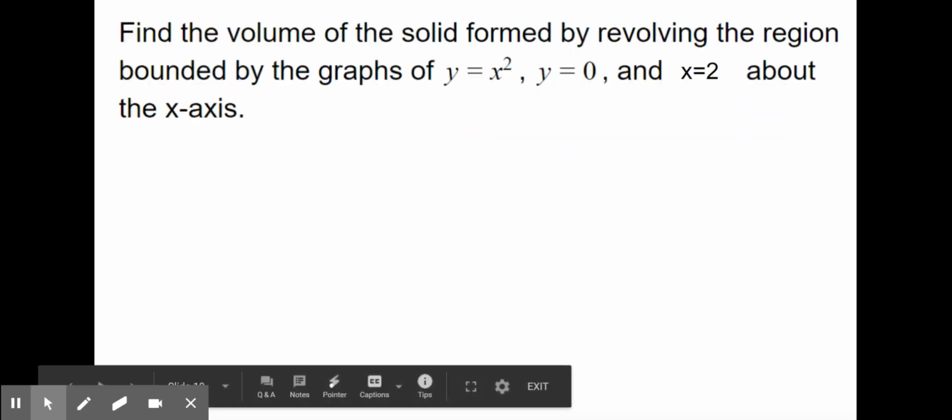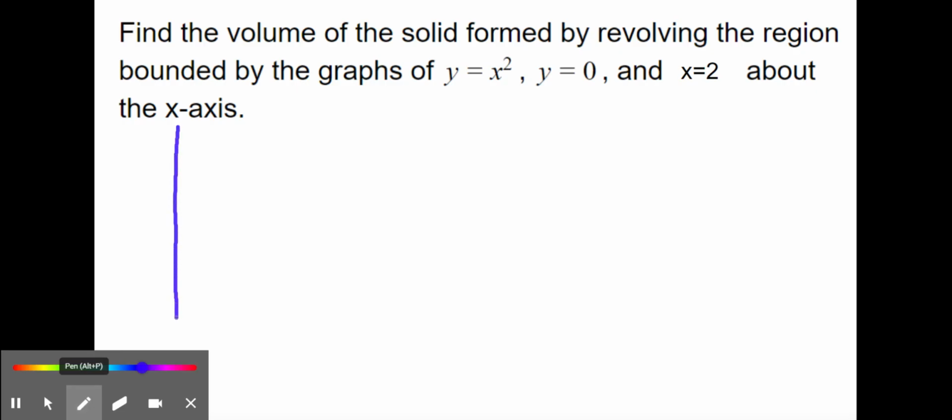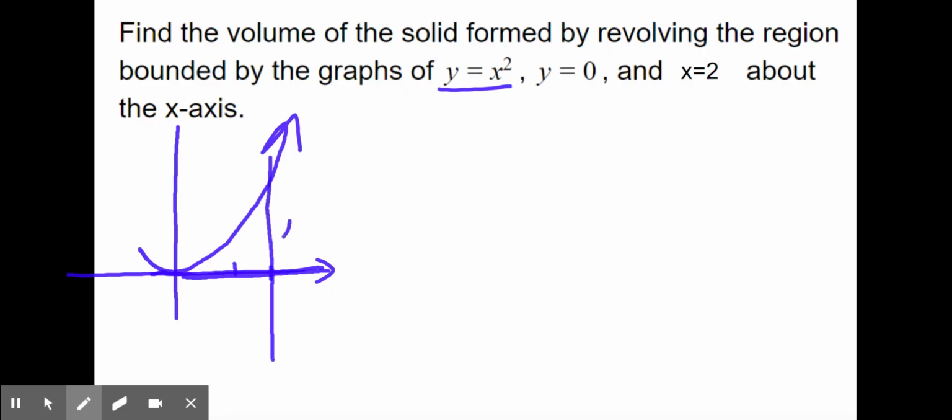It says to find the volume of the solid formed by revolving the region bounded by the graphs of y equals x squared, y equals 0, and x equals 2 about the x-axis, okay? Now, I am going to graph y equals x squared. For y equals x squared, I'm only looking at the positive side, which isn't specified in what I'm saying here. Y equals 0 is just right along the x-axis. And x equals 2 is just a vertical line, let's say right here. All right, there's x equals 2.